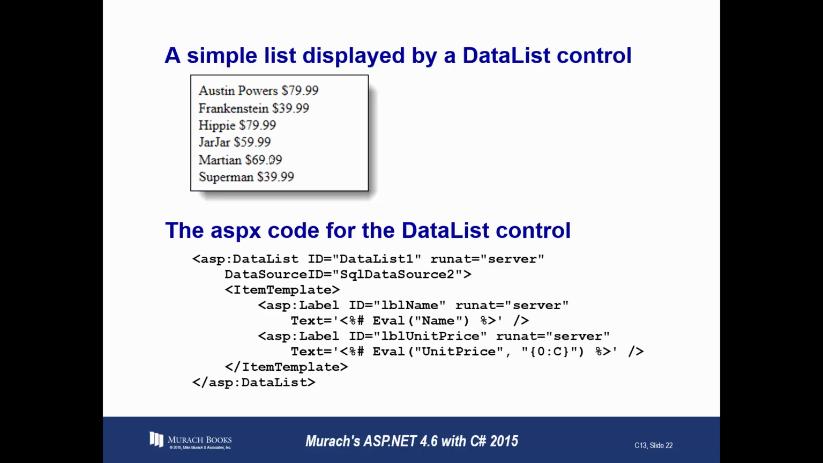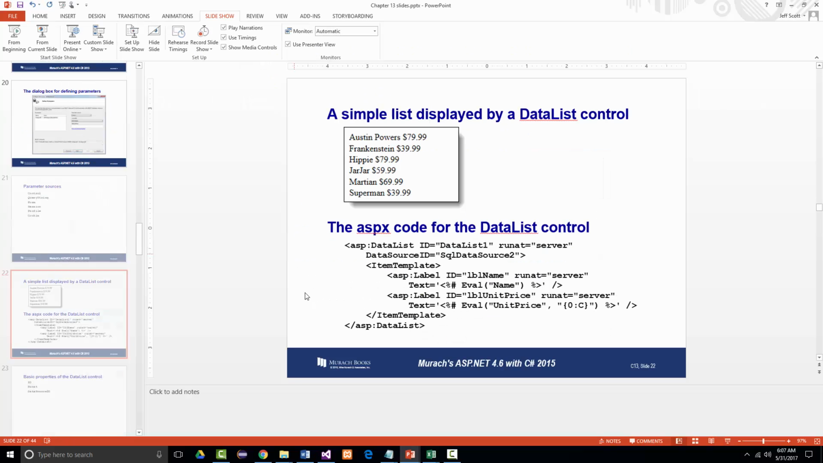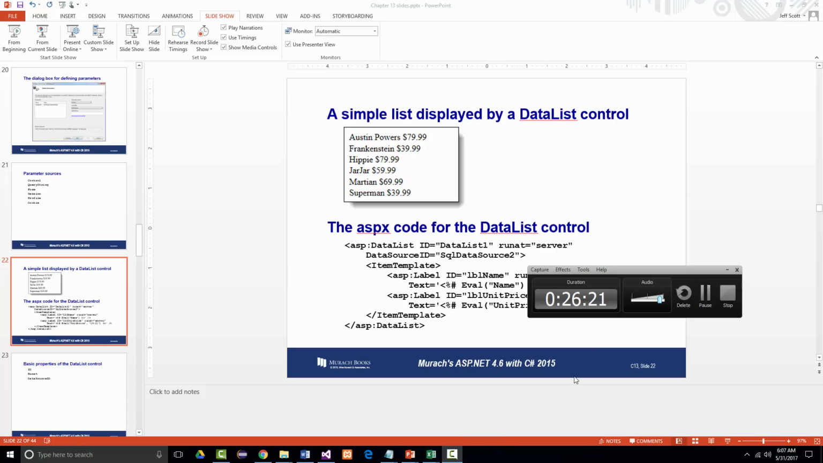Let's jump over to the data list control, and that starts in your book on page 462. A data list displays, in fact, let me check my time. I'm already at 26 minutes, so I'm going to stop here. Pick it up on page 462 on the data list in just a couple minutes.